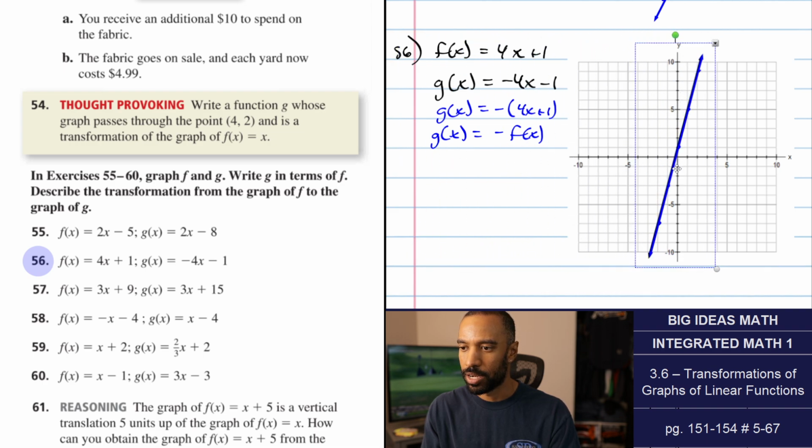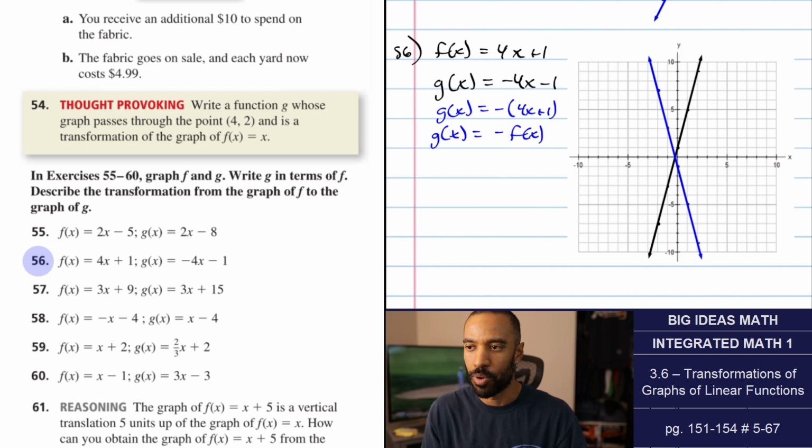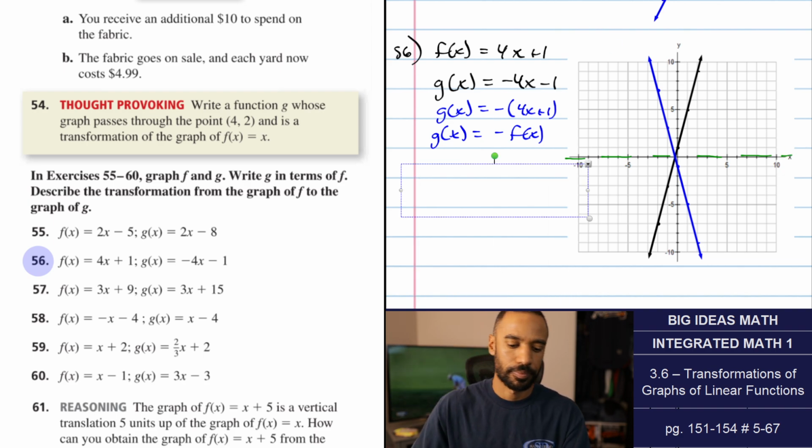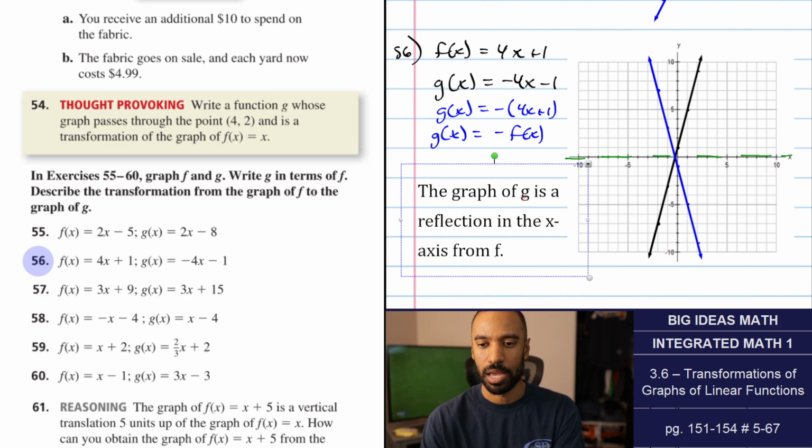So let's change the color, place it in the same spot, and flip this guy over. Boom. Probably a little realignment, but is this not that graph? The slope is negative instead of positive. The y-intercept is negative 1 instead of positive 1. It seems to have reflected across this axis here. That's what we were looking for. So the graph of G is a reflection in the x-axis from f. That's in one step.